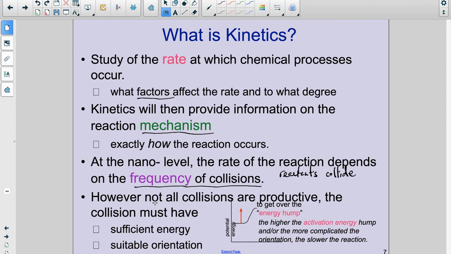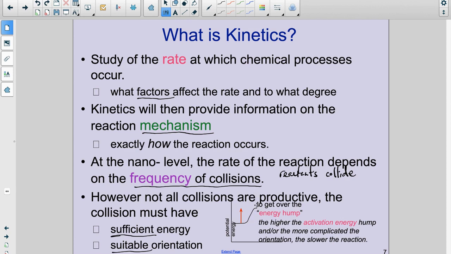However, we're going to learn about this later. Not all collisions are actually going to produce products, right? Because they need these two things. They need enough energy and they need the correct orientation. We'll talk about both of these things very soon, but basically these collisions need to get over this energy barrier in order to get the products.